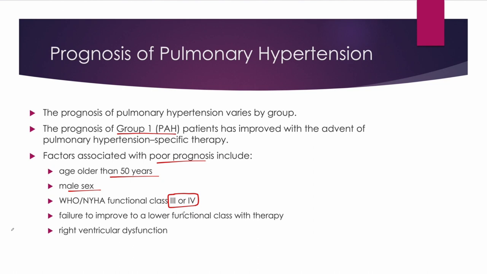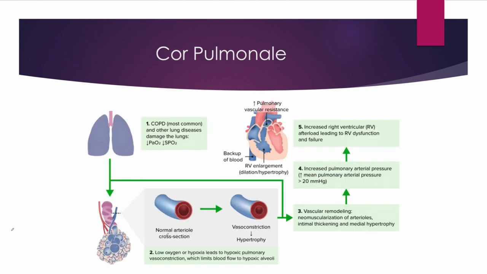Failure to improve to a lower functional class with therapy, or right ventricular dysfunction. Once it progresses to that, it's poor prognosis. And that leads us into Cor Pulmonale. So Cor Pulmonale is a sequela of pulmonary hypertension.